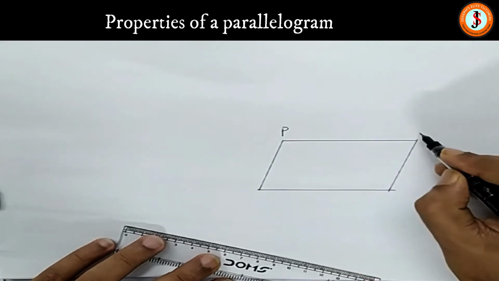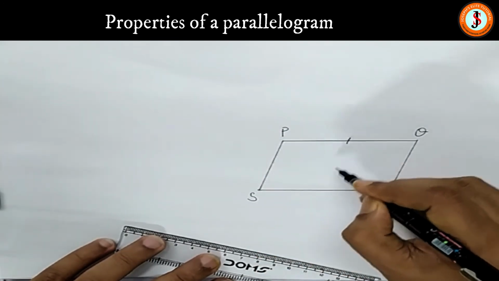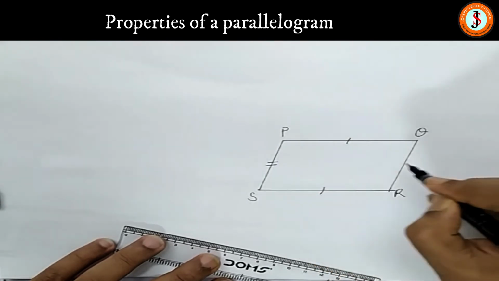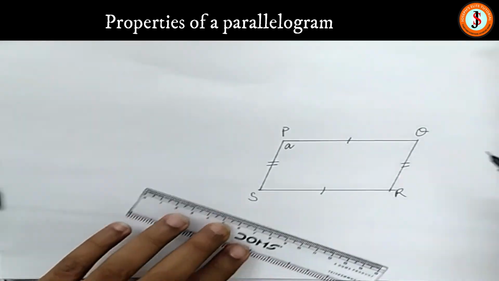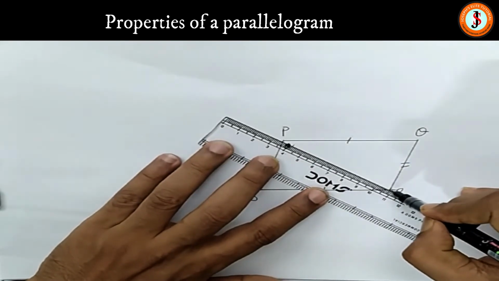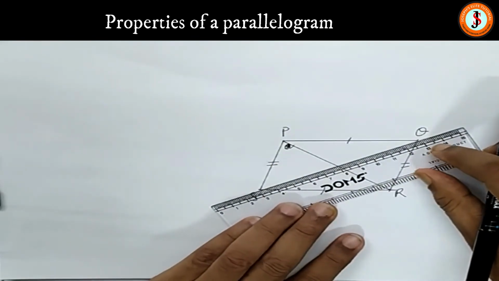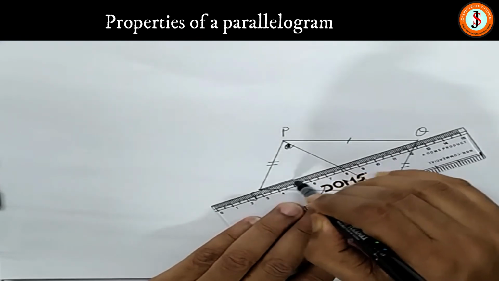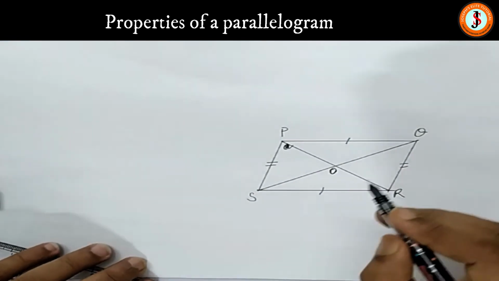Suppose PQRS is a parallelogram. Now we have come across many properties. We have known that these two are equal. The fourth we have derived: this angle is equal to this angle. So now we have to prove that diagonals bisect each other. So I will join P to R and S to Q, and we say that the point of intersection is O.